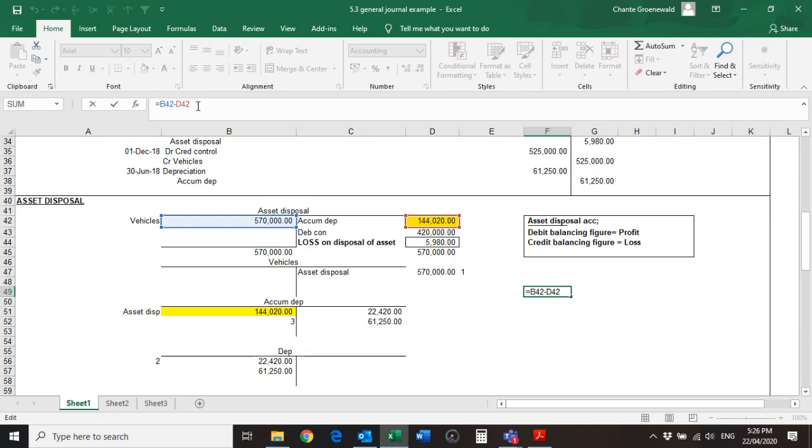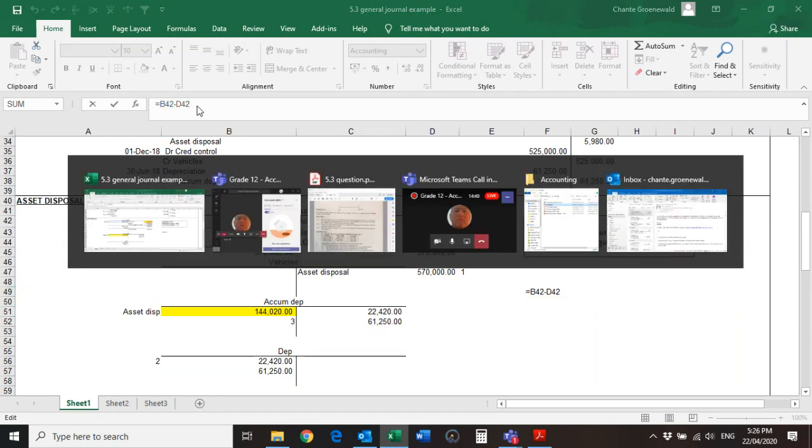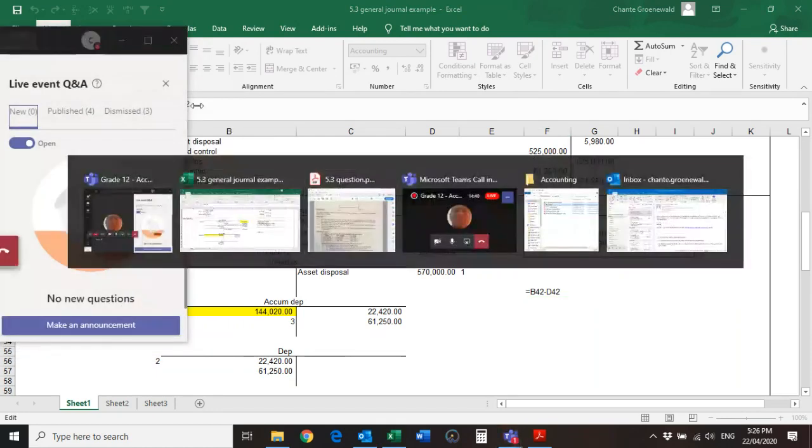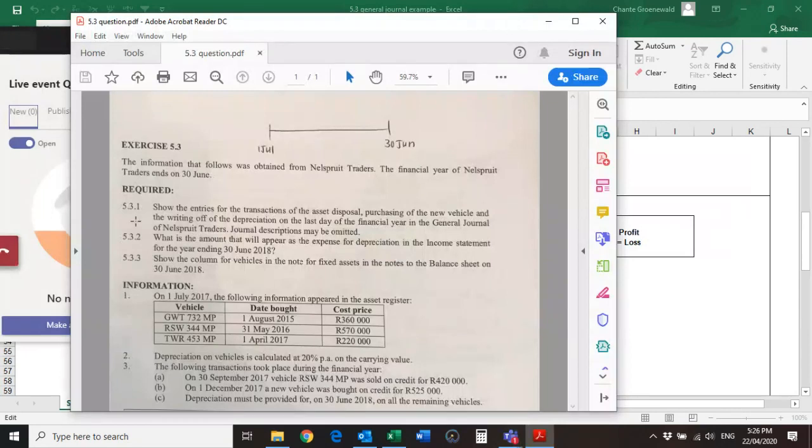Now, let's go to the question. They told me, listen here, you sold this vehicle on the 30th of September for an amount of 420,000 Rand on credit. So what's important here? You sold it on credit and you sold it for 420,000 Rand. Here's how you determine whether it is a profit or a loss.